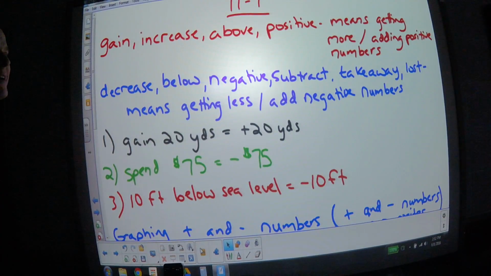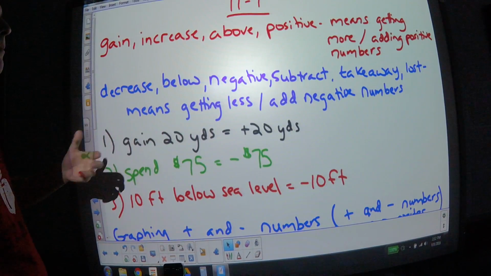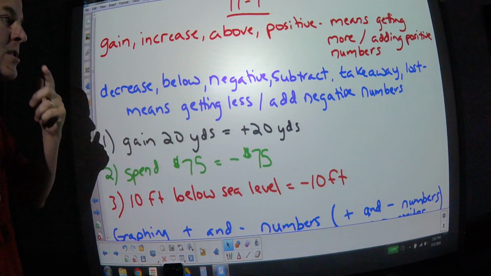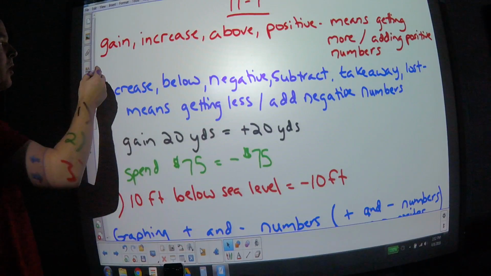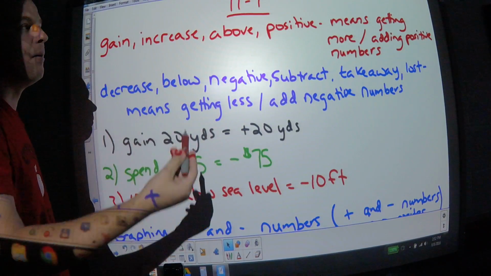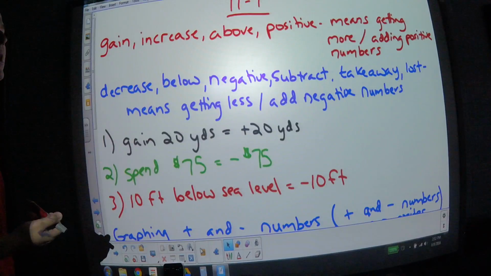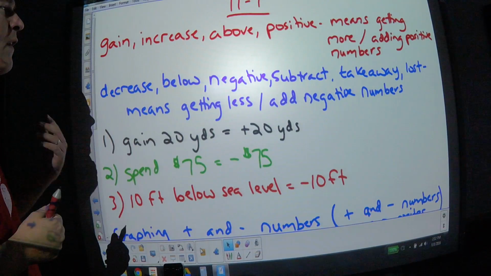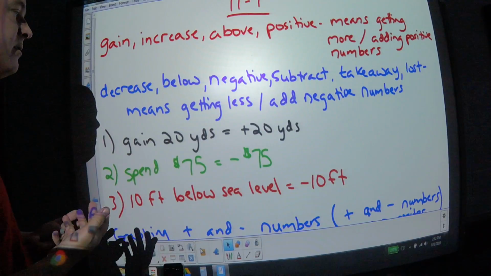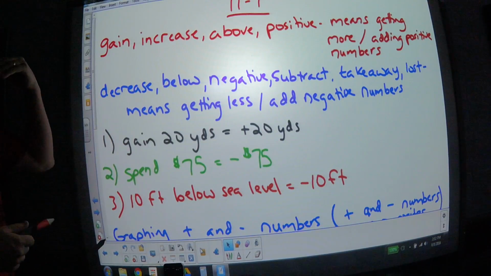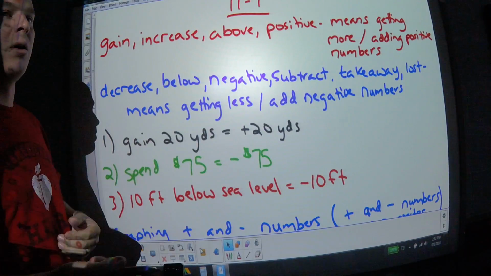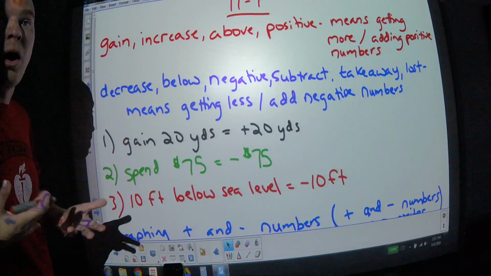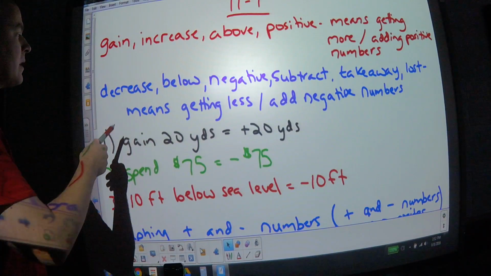So when talking about positive and negative numbers, we've got to talk about some of the words that you're going to see associated with a positive number or associated with a negative number. So if you see the word gain, increase, above, positive, it means you're getting more. You're adding positive numbers, okay? So if I said that I gained $20, all right, then that means that I increased. That means I got more of. So I added a positive amount of money to my wallet or bank account or whatever it may be.